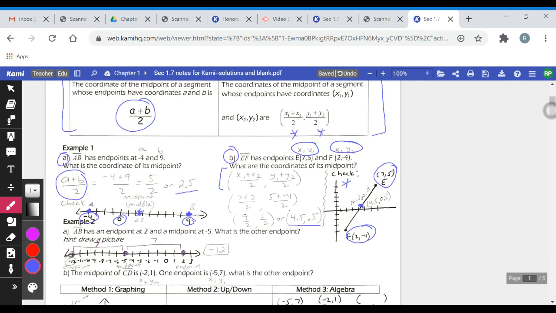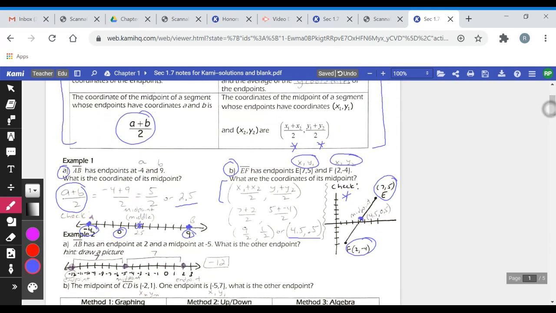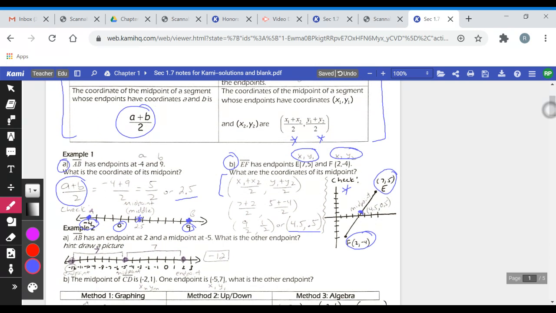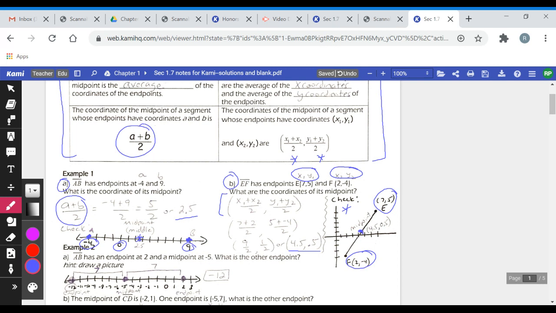All right, moving right along. So now if we look at example 2A over here, it says segment AB has an endpoint at 2 and a midpoint at -5. What is the other endpoint? So this one's kind of switching things on us. It's saying the endpoint is at 2, the midpoint is at -5. What's the other endpoint? So a little different.